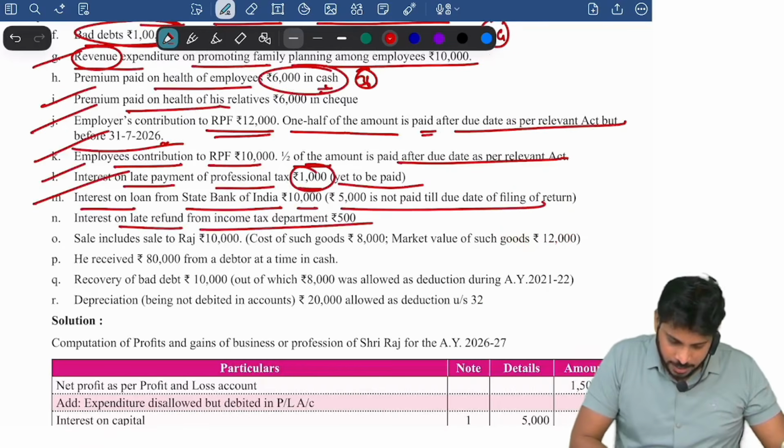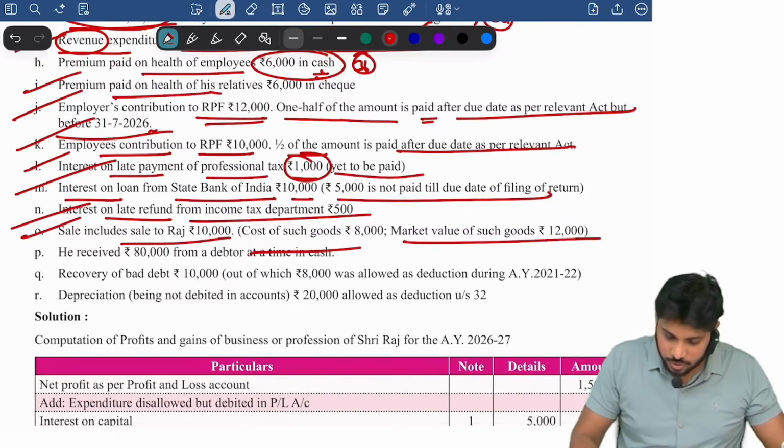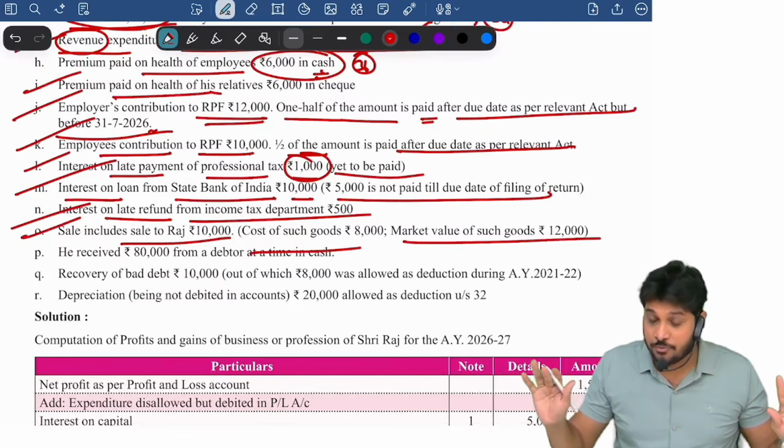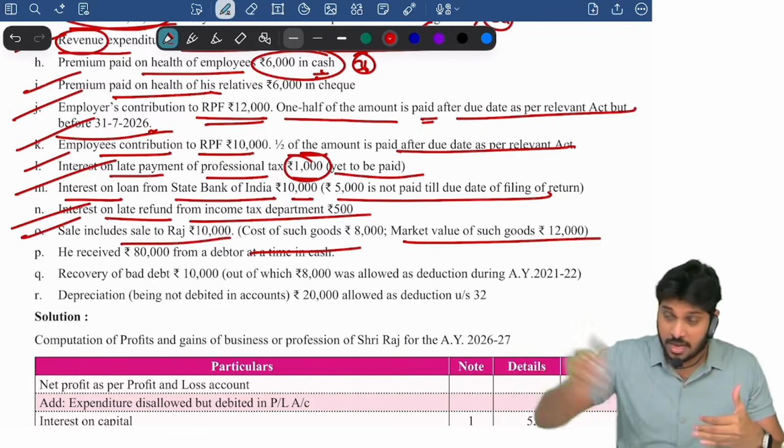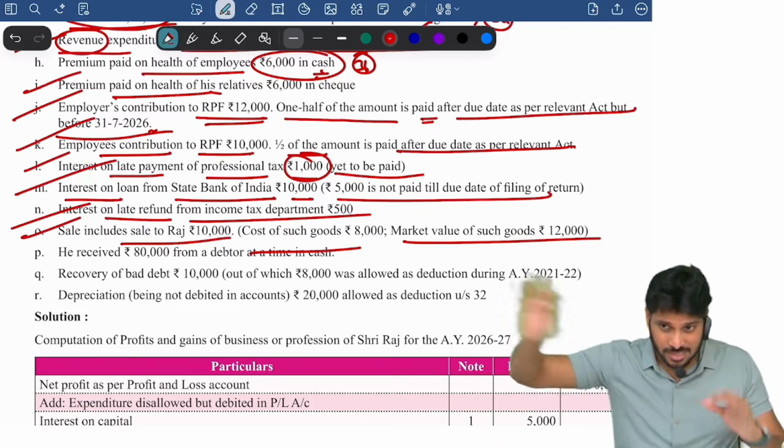Next. Sales includes sale to Raja 10,000. Cost of goods is 8. Market value of the goods is 12. Doesn't matter. 40A2 is applicable only for expenses, not for revenue. 10,000 is already credited to P&L. Market value 12 doesn't matter. No treatment.